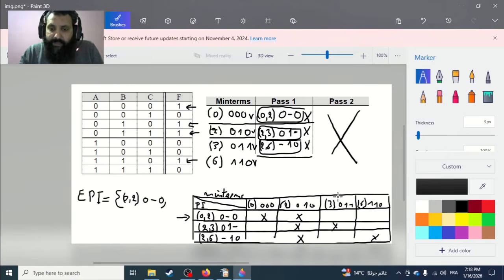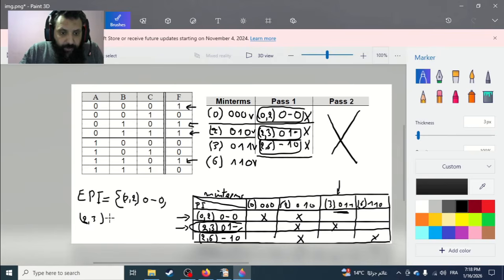Next, let's see this column. This min term is covered only by this implicant. That means we cannot delete this one. It is essential. We have the 2, 3, an essential prime implicant. Let's continue. We have the last one. This column. This min term is covered by this one. That means this one is essential too.